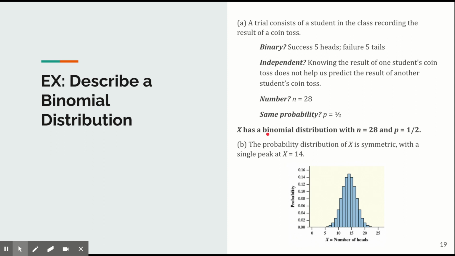Well, for part A, it's binary because success is heads, failure is tails. Independent, knowing the result of one student's coin does not help us predict the result of another student's. There is a set number of trials, n equals 28, the same probability of success, which is 1/2. X has a binomial distribution with n equal 28 and p equals 1/2. And for part B, the probability distribution of X is symmetric with a single peak at X equals 14.